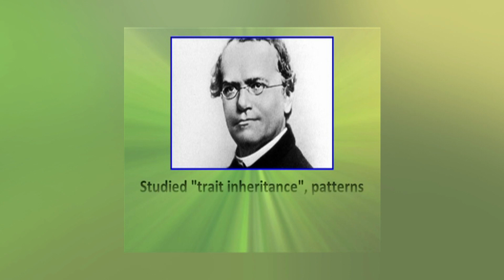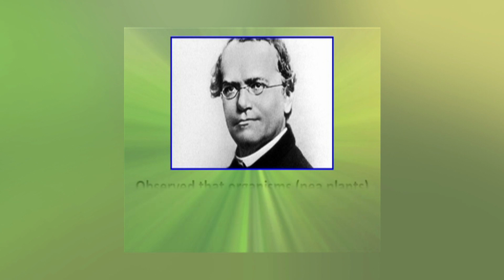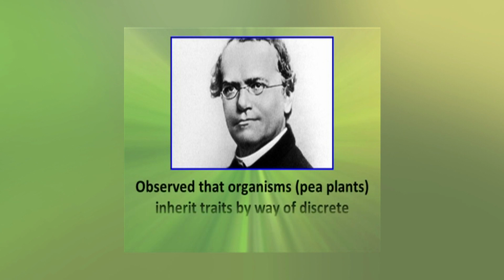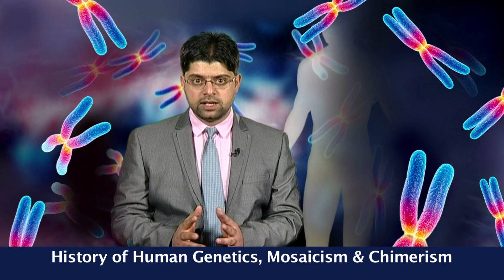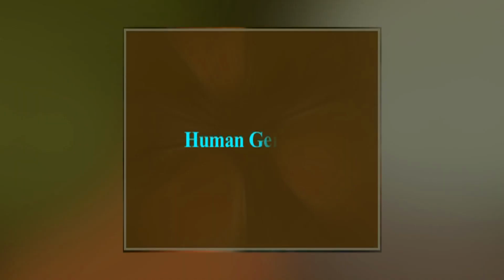Mendel studied trait inheritance, patterns in the way traits are handed down from parents to offspring. He observed that organisms, that is pea plants, inherit traits by way of discrete units of inheritance. This term, still used today, is a somewhat ambiguous definition of what is referred to as a gene. Now, let us talk about human genetics.